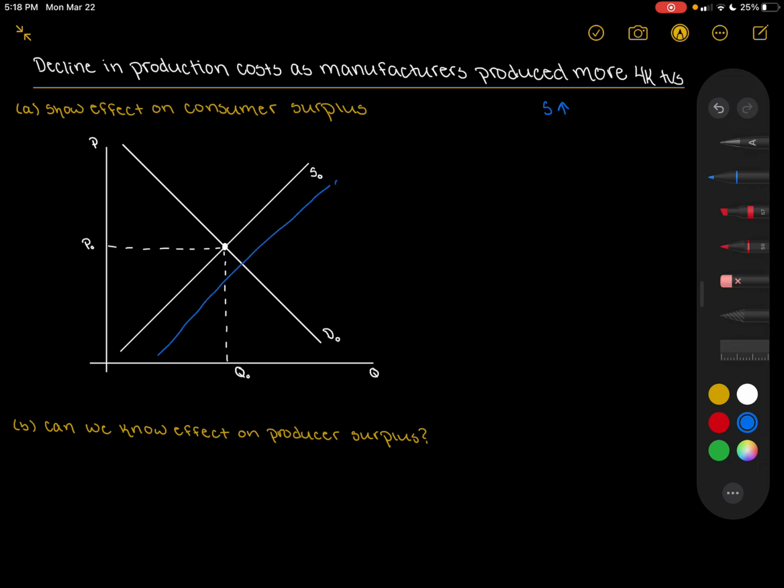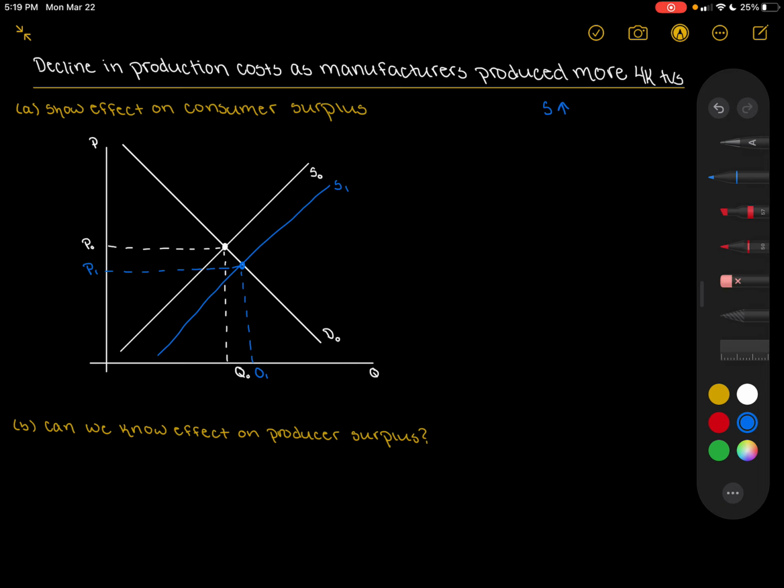Okay, so here's our new supply curve at S1, which means our new equilibrium is going to fall right in here. So we can see from that is that price has dropped and quantity has increased from Q0 to Q1 and P0 to P1. And we'd like to know what the effect is on consumer surplus.